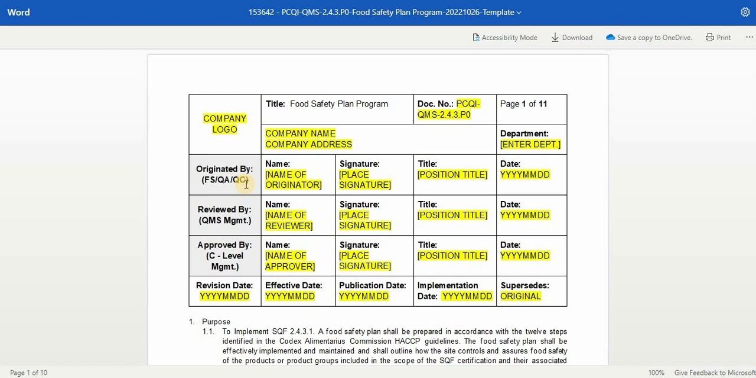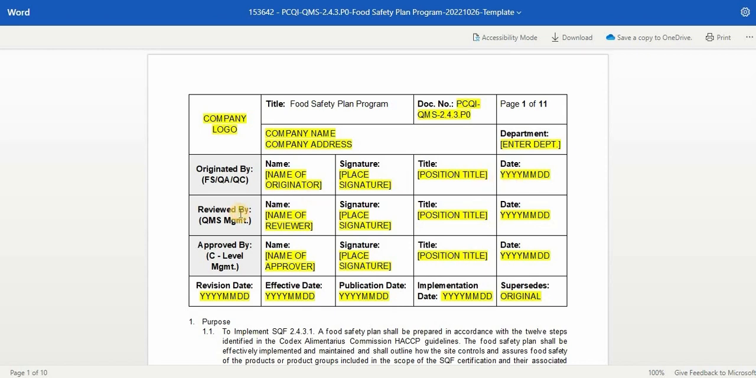For the originated by section, it can be the food safety, quality assurance, or the quality control personnel of the company. The originator ensures the implementation of the quality management and document control system. First, enter the name of the originator, affix the signature, input the position title, and the date originated.